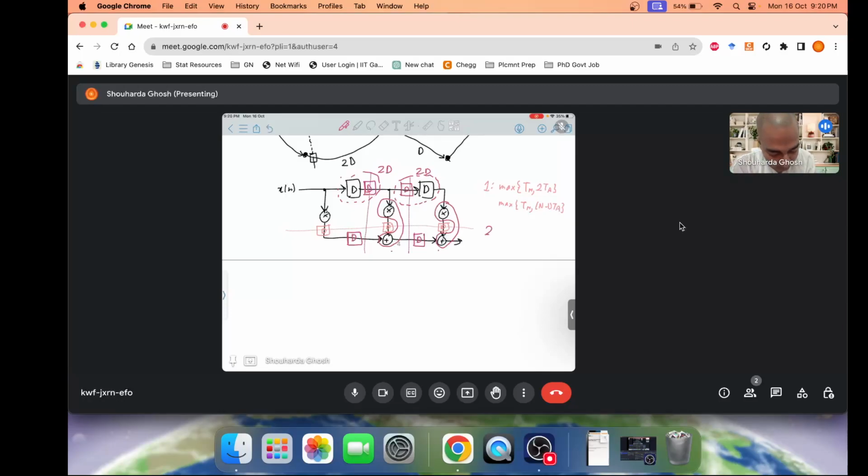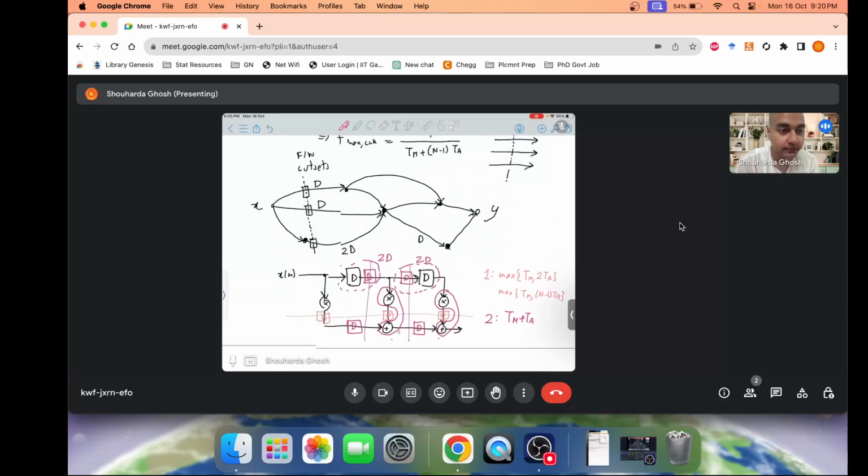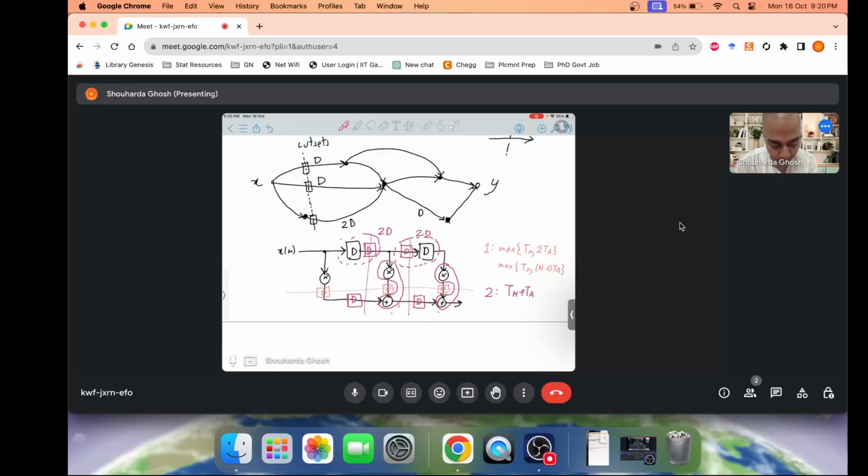So in the second case, the critical path is Tm plus Ta. You see, irrespective of the filter order, the second case is even better, because you have decreased the clock period to an even lower value, and this is independent of the filter order. That further improves your clock frequency.